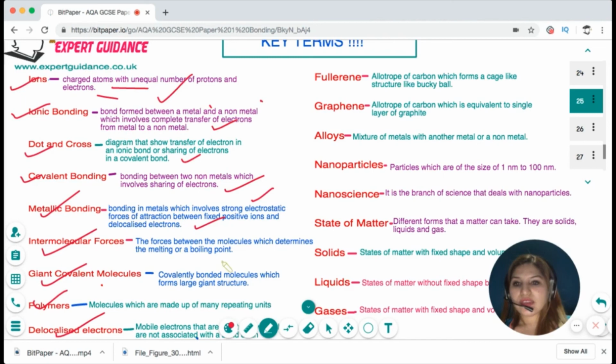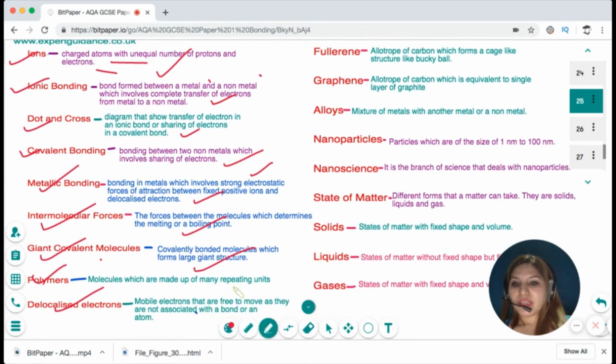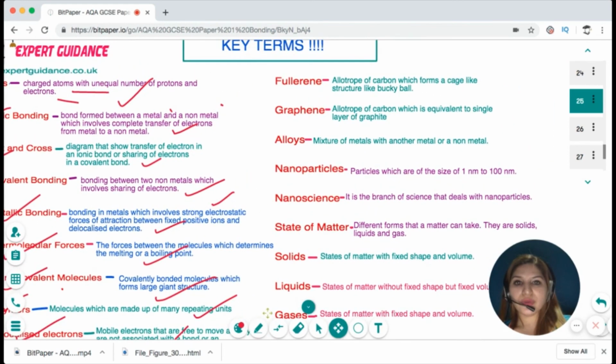Intermolecular forces are the forces between the molecules which determine the melting or boiling point. Giant covalent molecules are the covalently bonded molecules with a giant structure. Polymers are made up of many repeating units. Delocalized electrons are the mobile electrons which are free to move. Fullerenes are an allotrope of carbon which form a cage-like structure like buckyball. Graphene is the allotrope of carbon which is equivalent to single layers of graphite.